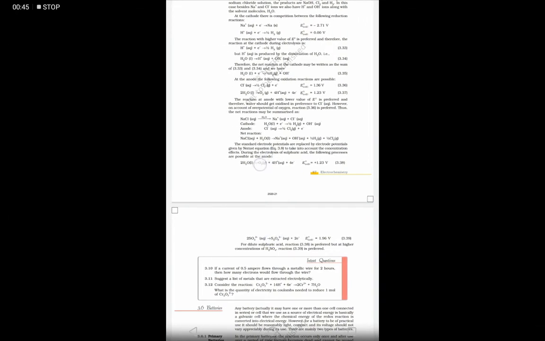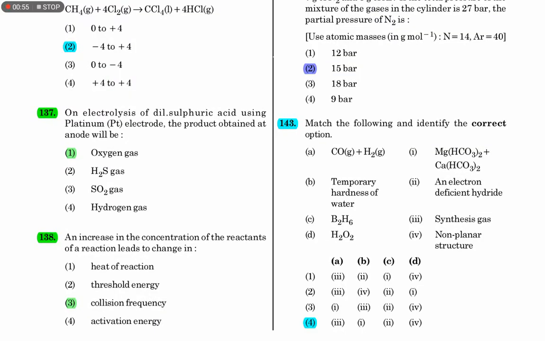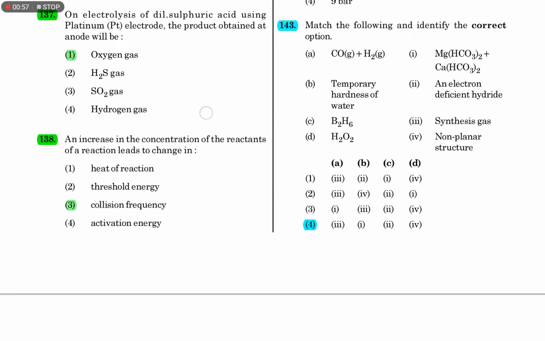Oxygen is evolved in case of dilute sulfuric acid and peroxydisulfate in case of concentrated sulfuric acid. Since the question asks for dilute sulfuric acid, the answer is oxygen. Next: an increase in the concentration of the reactants of a reaction leads to change in heat of reaction.